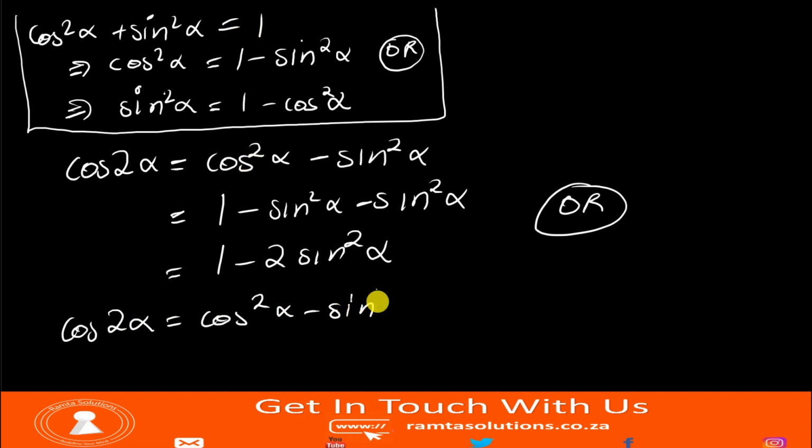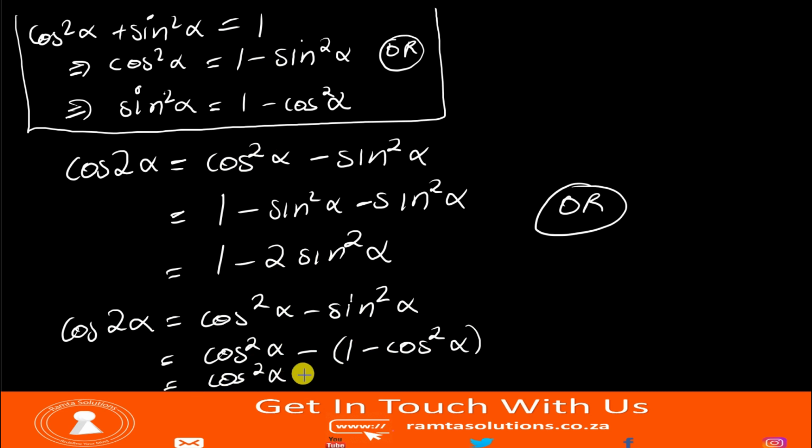Minus sine square alpha. Now, in place of sine square, we will say it is 1 minus cos square alpha. What is this? This is cos square alpha minus 1 plus cos square alpha, isn't it? As you can see, like terms. So we have 2 cos square alpha minus 1.